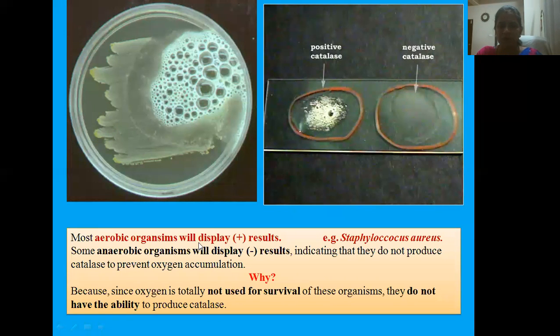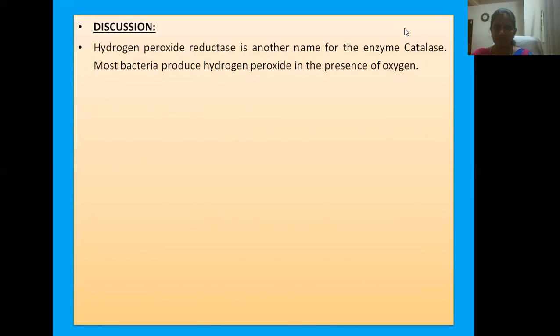Most aerobic microorganisms will display a positive result, for example, Staphylococcus aureus. Some anaerobic organisms will display negative results, indicating that they do not produce catalase to prevent oxygen accumulation. Okay, why? Because oxygen is totally not used for the survival of these organisms, so they do not have the ability to produce the catalase. Okay, that's why there won't be any kind of effervescence in anaerobic microorganisms.